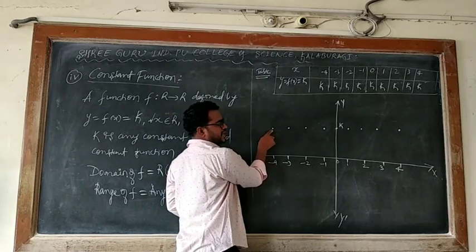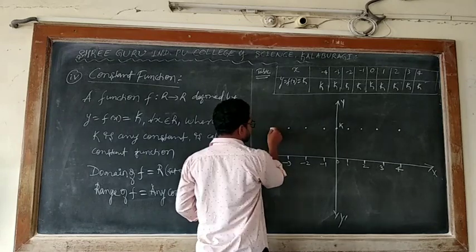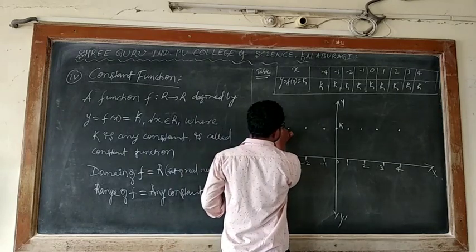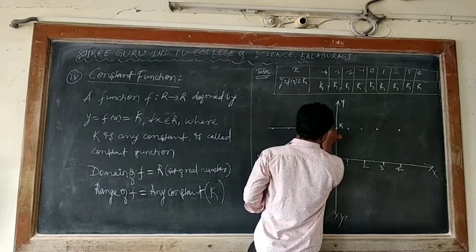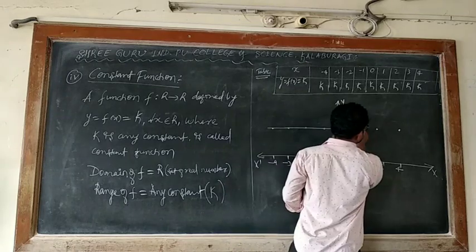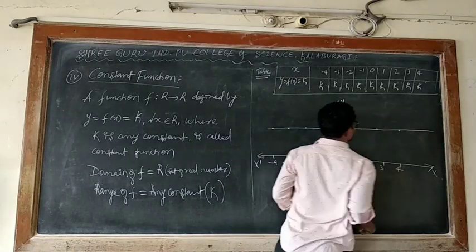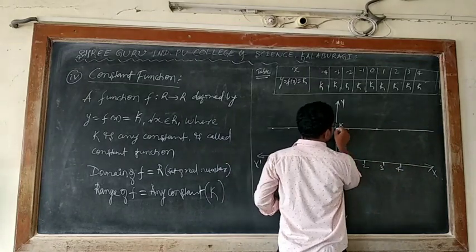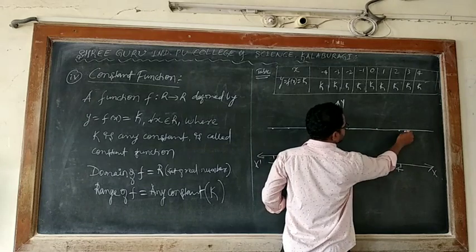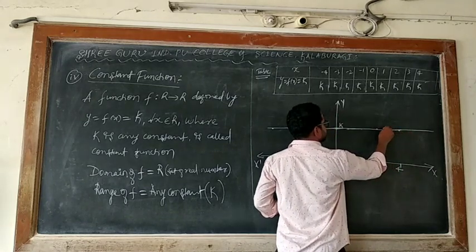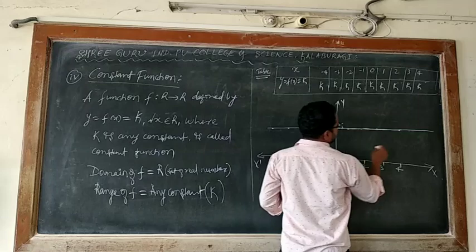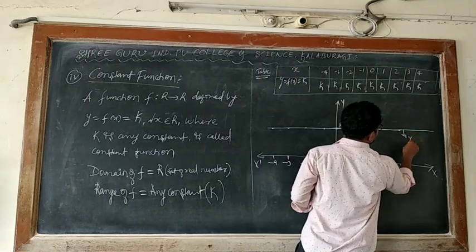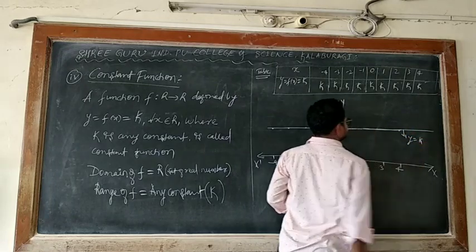This will give a line parallel to x-axis. It means I can join these points using a straight line. This is a straight line. Roughly I am drawing; you use a scale while joining these points. What is it? y is equal to k.